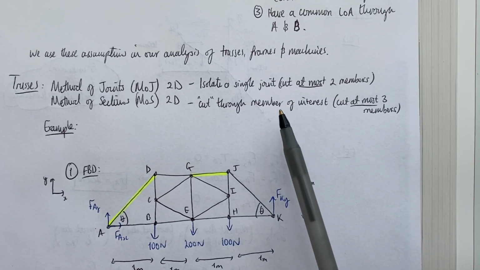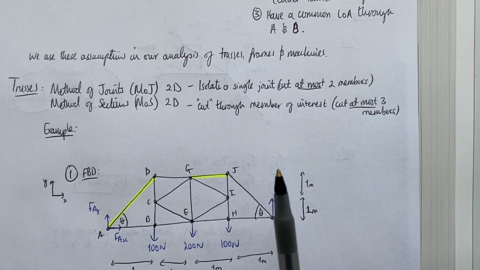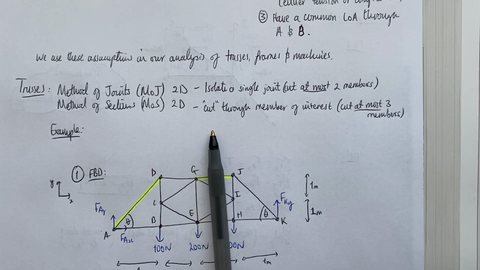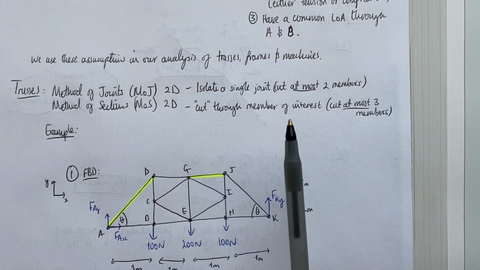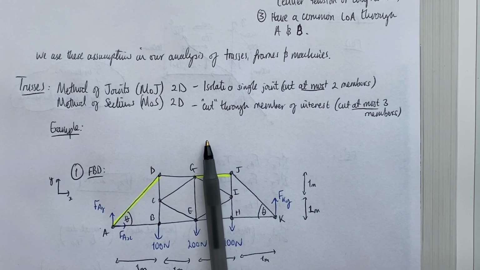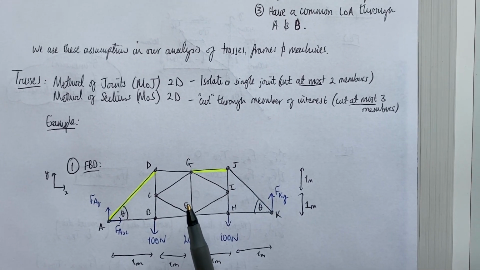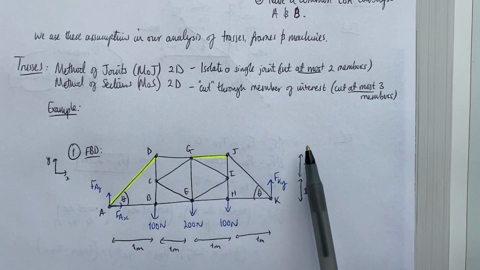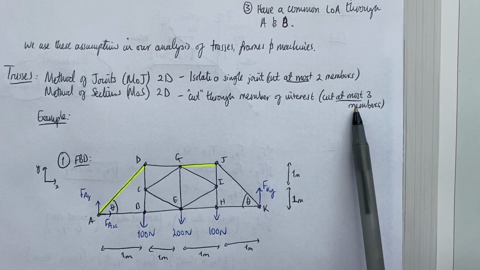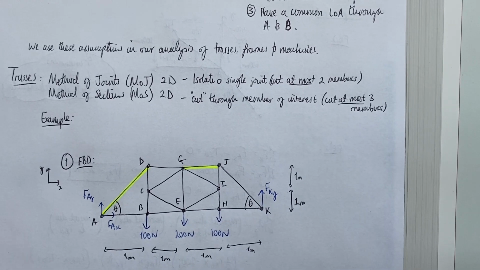On the other hand though, if we're doing the method of sections and we make a cut, we have more than one joint on any given side of the cut, and therefore we can sum moments about a point, and therefore we can cut 3 members this time and not just 2.